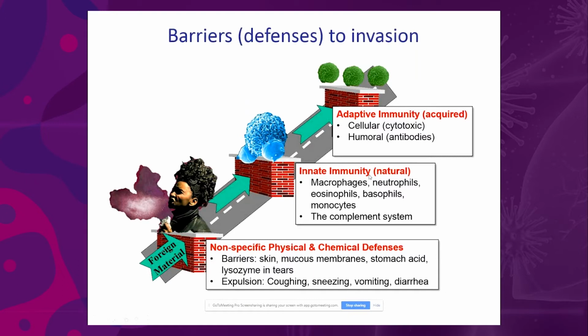Then there is innate immunity, which is part of the immune system, and I'll talk to you more about it, but it's the natural immune defense system that our organism possesses. And then there is adaptive immunity, which is acquired, which is specific for specific pathogens, and it involves cellular and humoral immune responses.